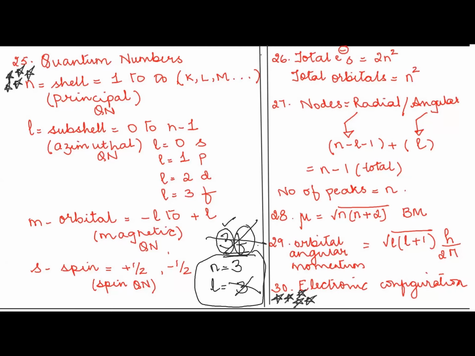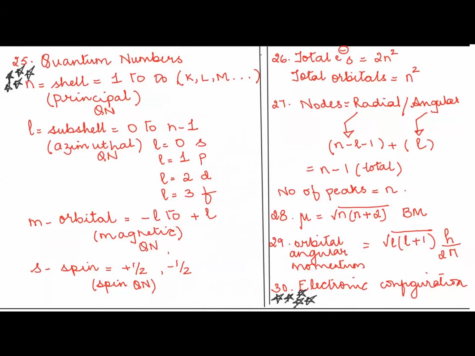You might have also observed that we never write 3f. We start writing from 4f. Because for 4f, what will happen? We have n as 4 and L as 3. This situation is fine. This orbital exists. As long as L is lesser than n, that number is fine. So this formula is important, n minus 1.